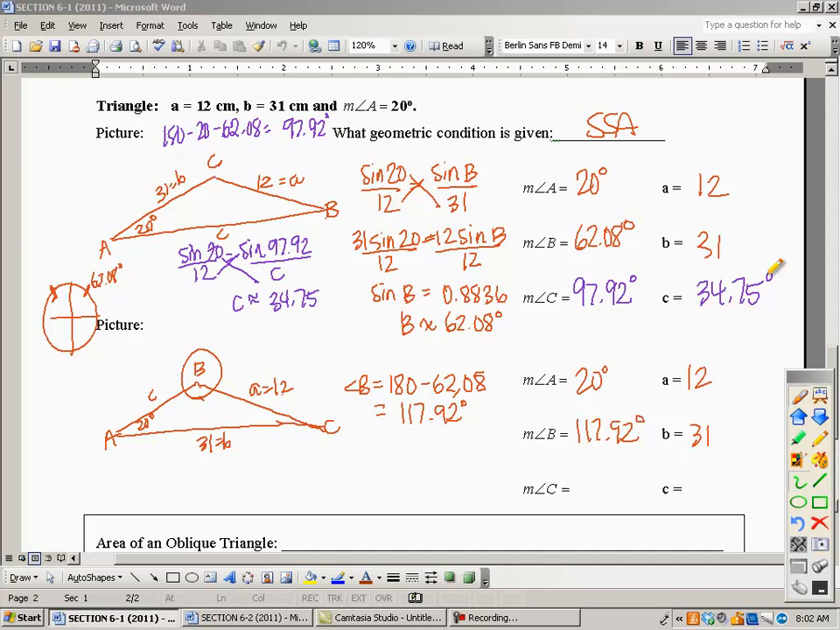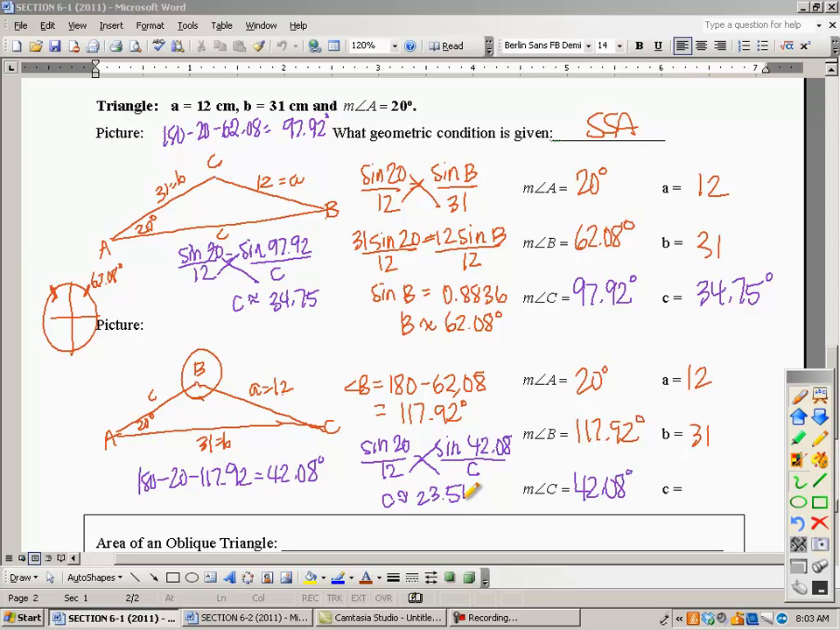Okay, I can do the same thing in the second triangle. If I took 180 minus 20 minus 117.92, I end up getting that my missing angle is 42.08 degrees. And to then find side C, I still use my ratio. The sine of 20 over 12 equals the sine of 42.08 over side C. I cross multiply to get that C is 23.51.